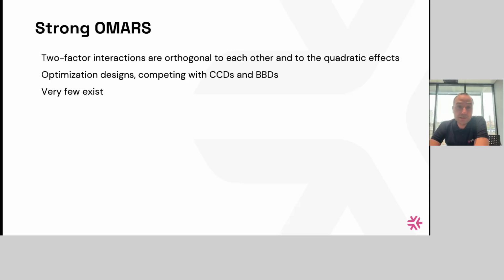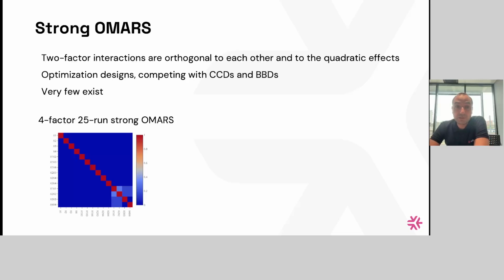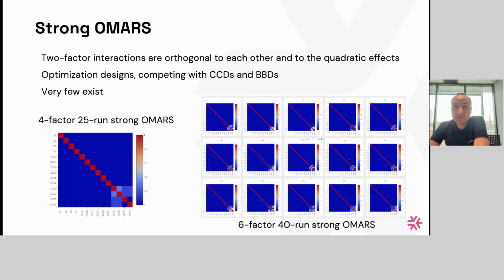So there are optimization experimental plans competing with CCDs and BBDs. Very few exist, but very often they are smaller than these reference designs, so they are very interesting. So this is the 4-factor 25 run strong OMARS design that we have seen, and this is a bunch of 6-factor 40 run strong OMARS designs, which are smaller than the CCDs and the BBDs for 6 factors.